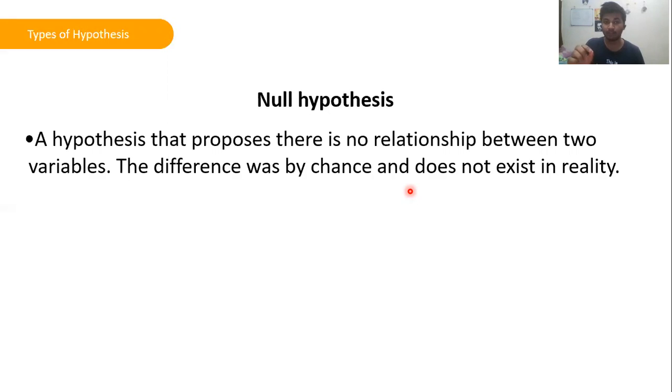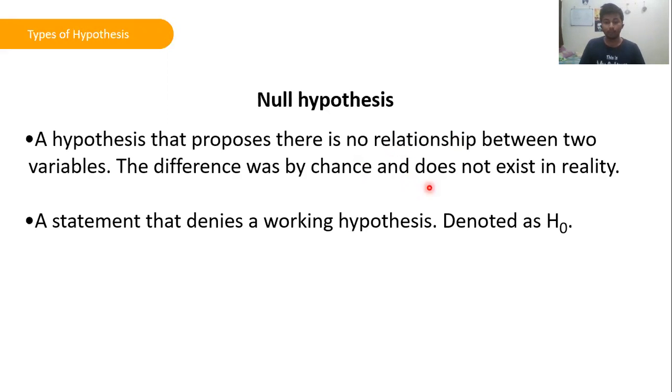And the null hypothesis is basically just the opposite of it. It proposes that there is no relationship between the two variables. So it is basically a statement that denies a working hypothesis, and it is denoted as H naught. So the working hypothesis is whatever hypothesis you make, it could be a descriptive hypothesis, it could be a relational hypothesis, whatever hypothesis you have, that is your working hypothesis. And you begin your research with that. You do not frame a null hypothesis, but when you are testing your hypothesis, that comes later, it will be explained later how you test and what role the null hypothesis has in it.